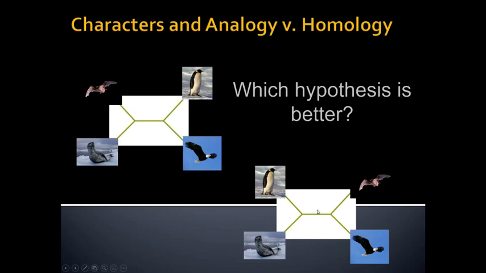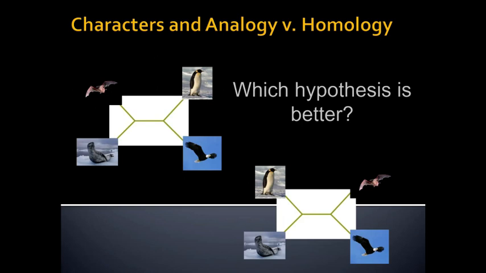Okay, here's an alternative hypothesis. This one says no, the penguin and the seal are closely related to one another, common ancestor there. Bat and eagle are closely related to one another, there's their common ancestor. So, which of these hypotheses is better?